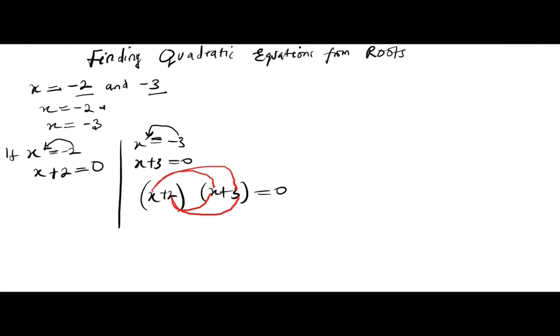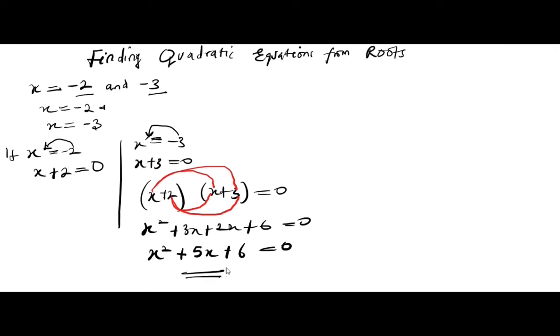Okay, so let's start. We have x times x, we have x squared. x times 3, we have plus 3x. 2 times x, we have plus 2x. And 2 times 3, we have plus 6 equals 0. Then we combine like terms. We have only one x squared here. And 3x plus 2x is plus 5x. Then we have plus 6 equals 0. This forms the quadratic equation.